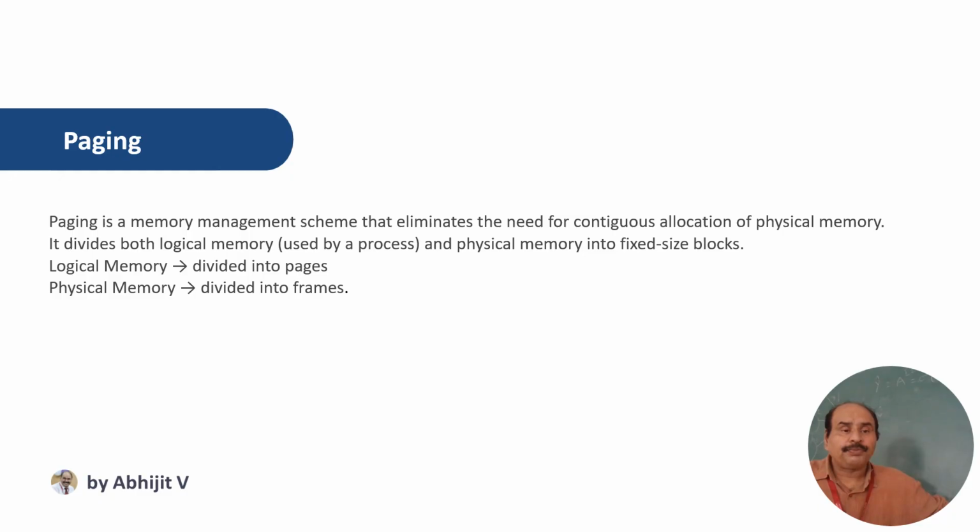The first thing we are going to study is called paging. What is meant by paging? Paging is a memory management technique. Last class we saw contiguous allocation of physical memory. That means whenever you have a requirement, that particular portion of the memory is allocated for a particular process. This kind of allocation is not required when you are using paging.